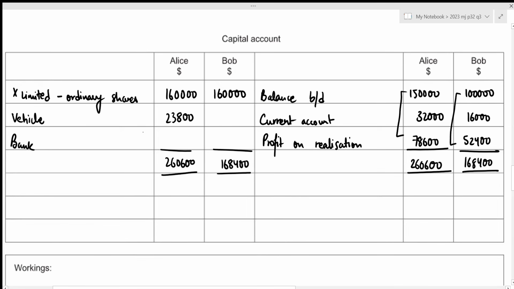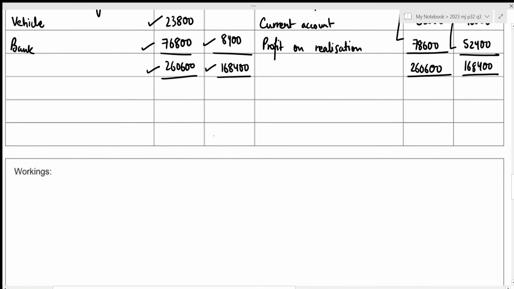So the balancing figure for Alice is just going to be 260,600 minus 160,000 minus 23,800, which results in 76,800. And for Bob, that is just going to be 168,400 minus 160,000, which results in 8,400. This concludes our capital account as well as the third part of this question. Let's move towards the fourth one.